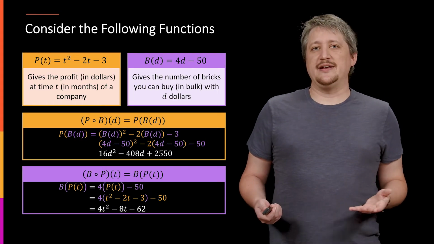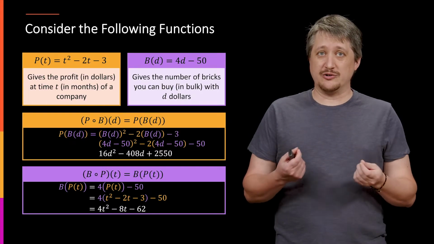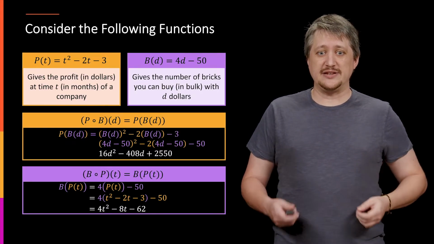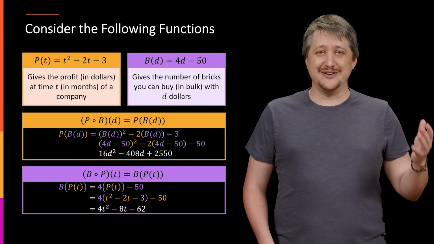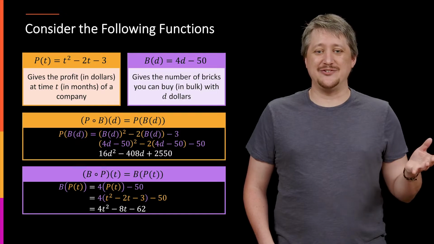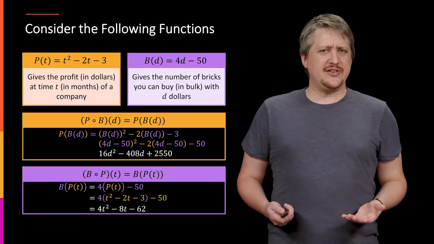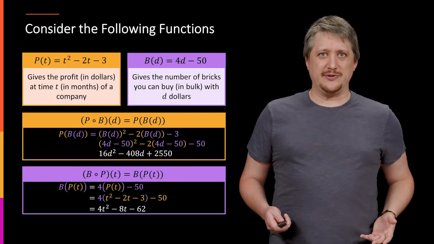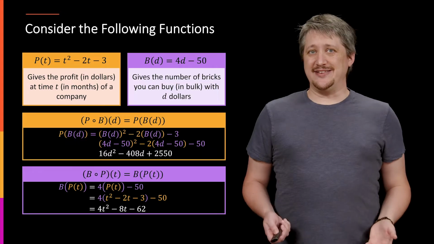I could do the same thing the other way around too, right? Like I could do B of P. As we said, the order is important, right? So I get something different, and I chug through all of that arithmetic, and I get down to 4t squared minus 6t minus 62. So both of these things are easily computable. But that doesn't tell us whether or not what we just did made any sense, right?